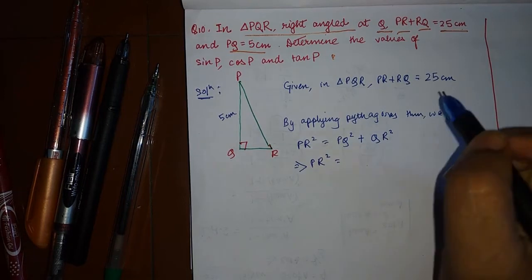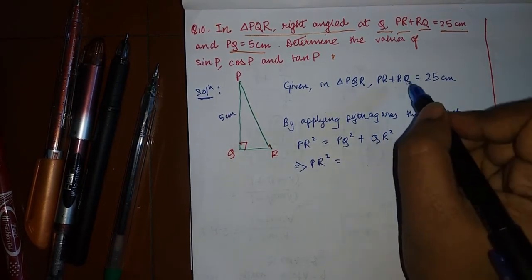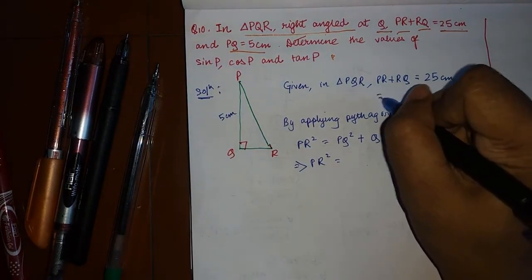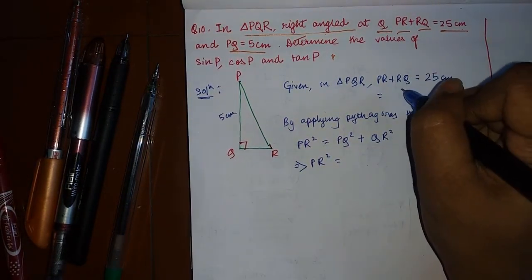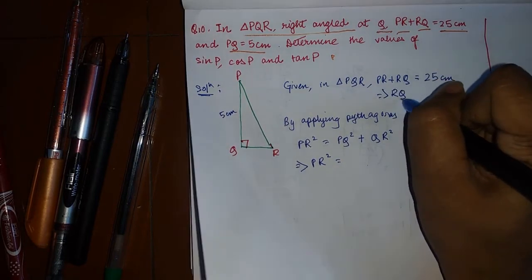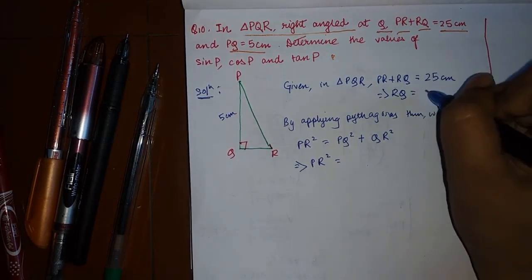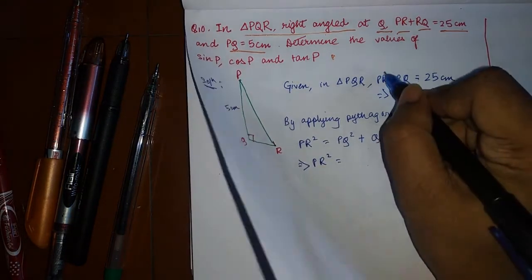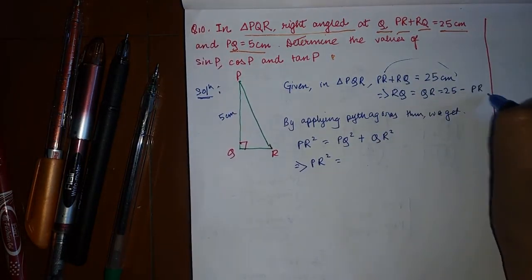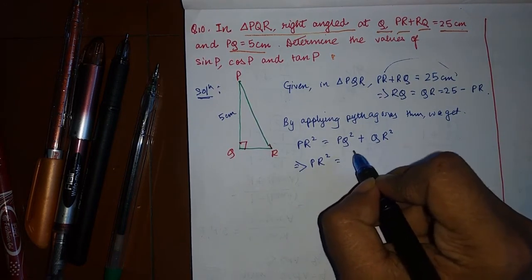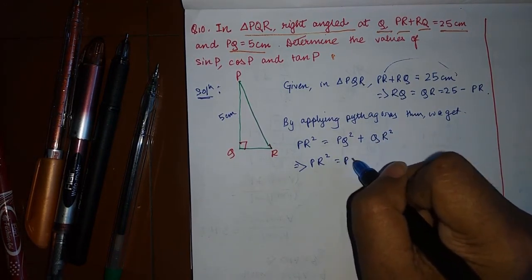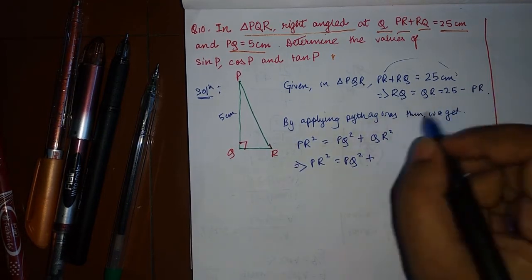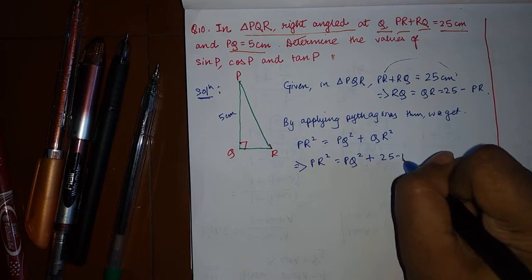So PR squared. Write this PQ in terms of RQ or QR. So you transfer PR into the right hand side. You will get QR is equal to 25 minus PR. Get it? So write PQ as PQ. Write QR as 25 minus PR, 25 minus PR whole square.